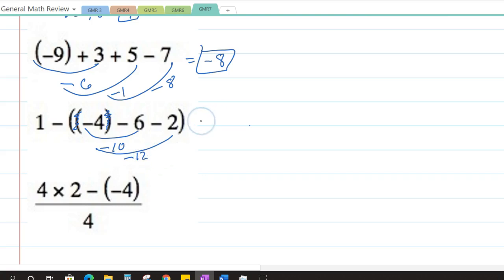Now I'm going to rewrite the problem to make it a little bit neater. I had 1 minus, and then I had my parentheses, -12. Well, a negative times a negative gives you a positive. That gives me 1 plus 12 is equal to 13.